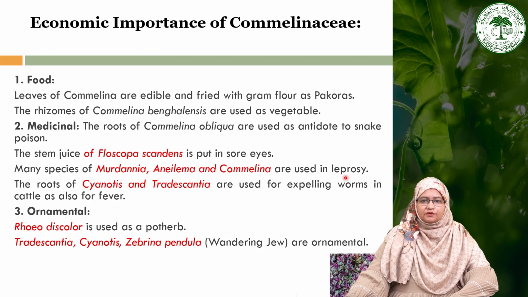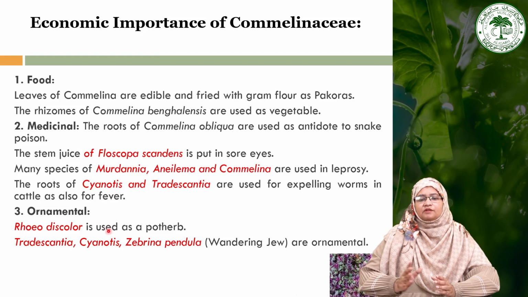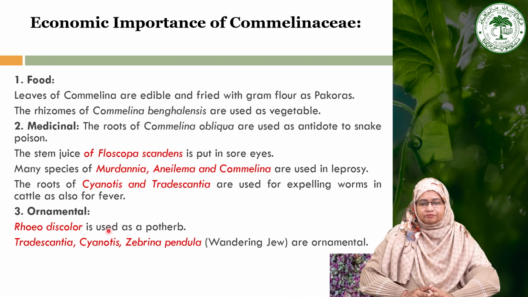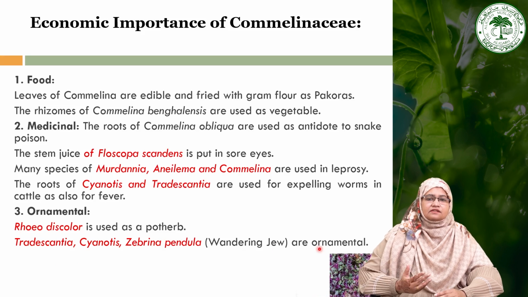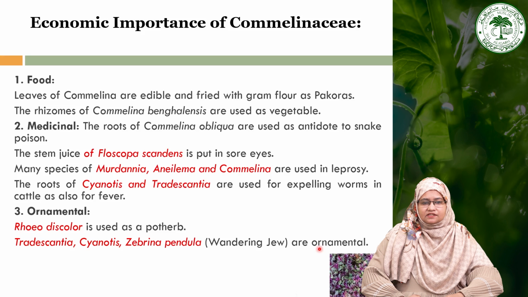in case of leprosy, and the roots of Cyanotis and Tradescantia are used for expelling worms in cattle as well as for fever. Many plants of this family are herbs, and many are used as ornamental plants, like Rhoeo discolor, used as a pot herb. Besides this, Tradescantia, Cyanotis, Zebrina pendula, also called Wandering Jew, are ornamental plants. So you can see this family showing a few economic importances, in which many are medicinal plants and many are used as ornamental plants.